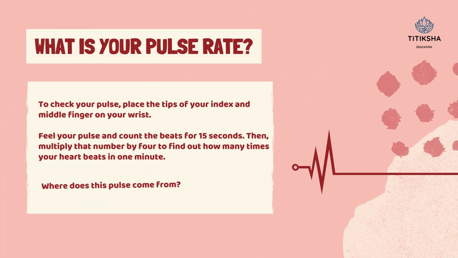To check your pulse, place the tips of your index and middle finger on your wrist. Feel your pulse and count the beats for 15 seconds. Then, multiply that number by 4 to find out how many times your heart beats in 1 minute.